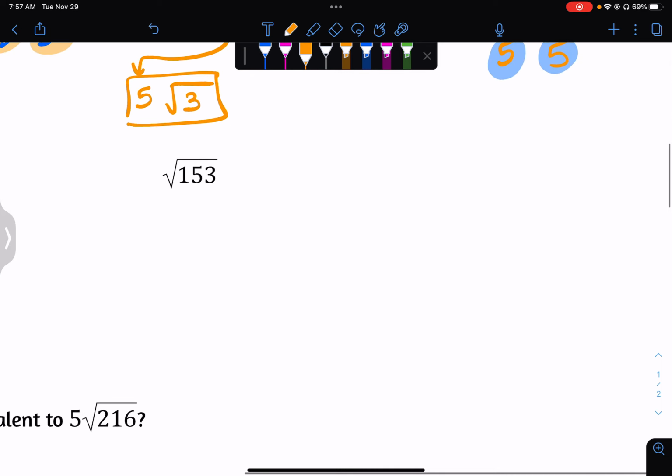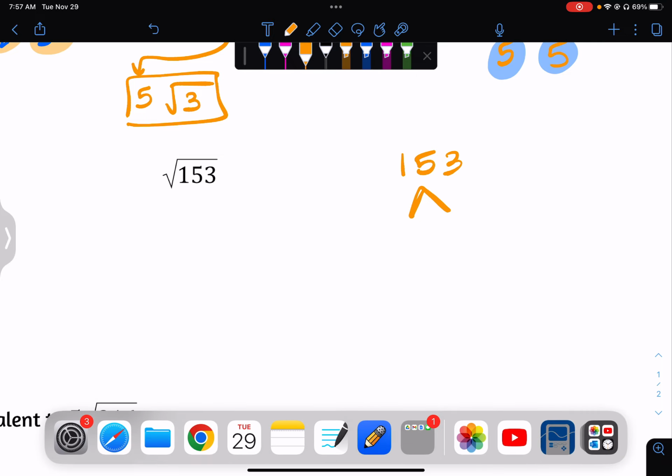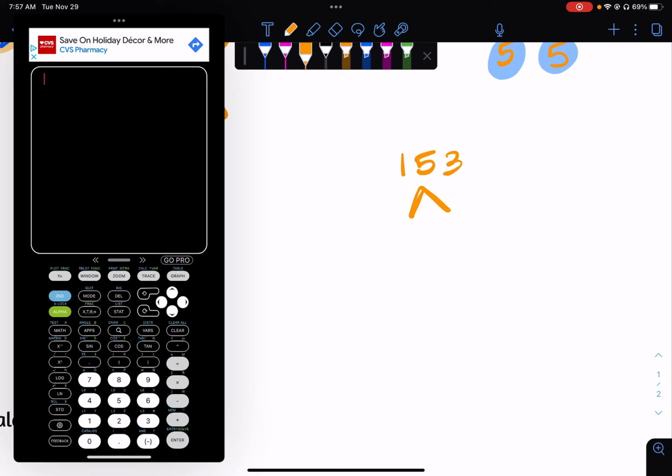All right, let's do one more. So, square root of 153. Let's see if I can break this up. Again, that's a big number. I don't know it either, so I just use my calculator to figure out what two numbers multiply. I'm going to just take the square root real quick to see if it gives me an easy number. So we do second, x squared, 153. Notice it gives me a decimal. It's not a perfect number.